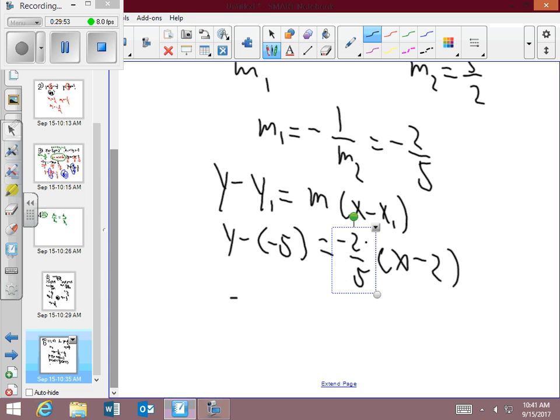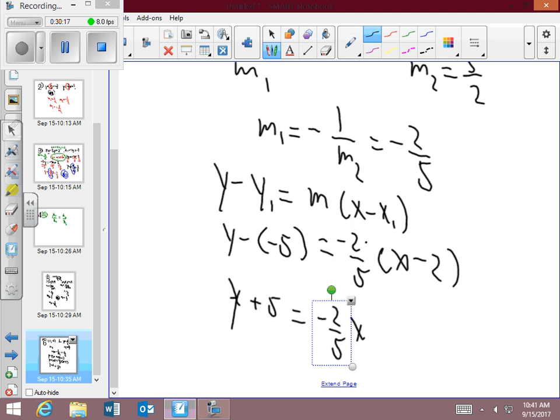Now, this is going to be y plus 5 equals, and you'd have to distribute that negative 2/5 through. Right? So this is going to be a negative 2/5 x, plus, because it's a negative times a negative, plus 4/5.